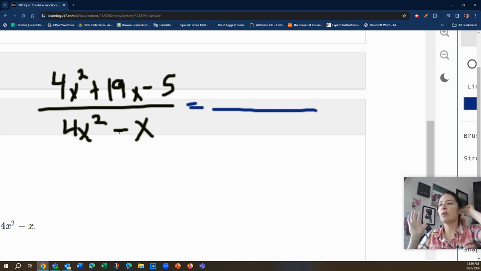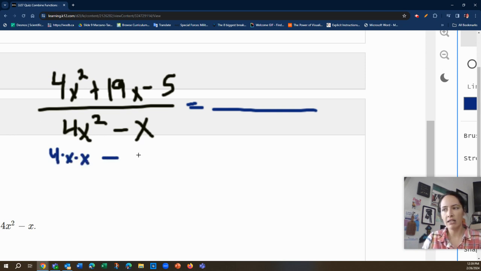I start to think greatest common factor comes to mind, common factors come to mind, and I think to myself, do they have anything in common, either the number part or the variable part? 4x squared, well, let's just write it out. That's 4 times x minus x. Well, okay, they both have x's. So let's factor that out.